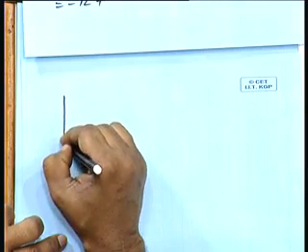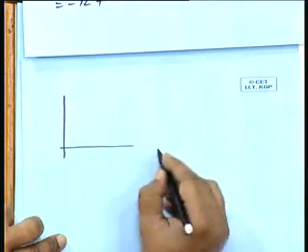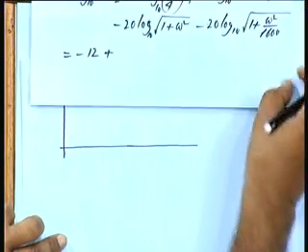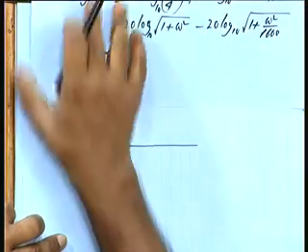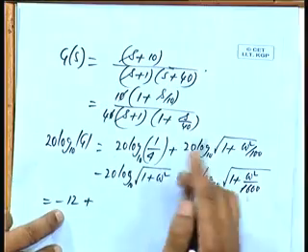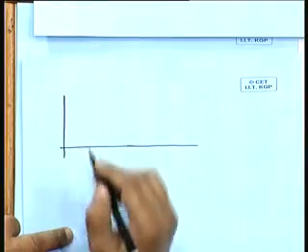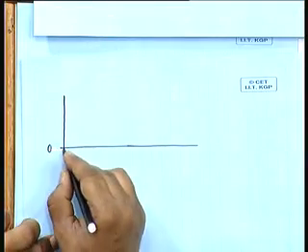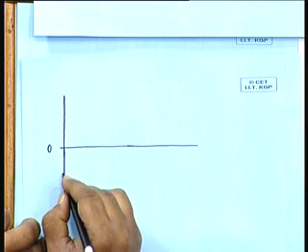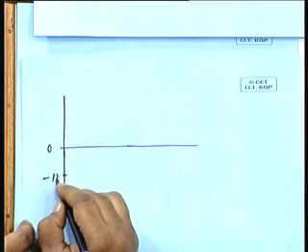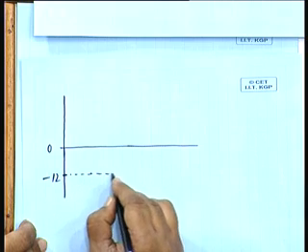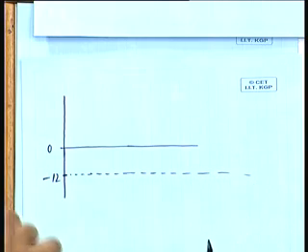So, the plot will be, now you see here we are having a numerator part which is giving me a plus term here, and the denominators are giving me 2 minus terms. So, you have minus 12 dB. So, if this is 0, if this is minus 12, this is the first part.